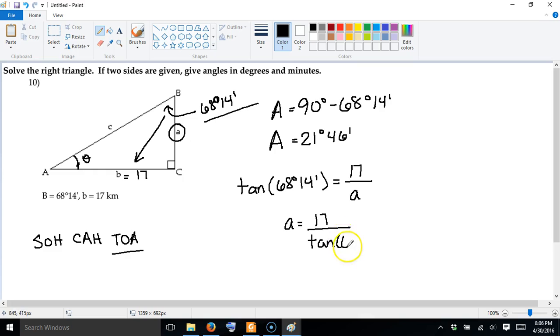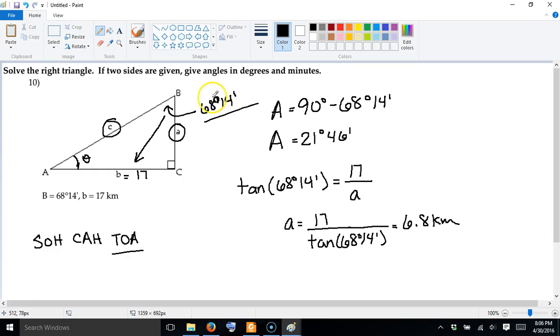And whenever you're at this point, plug it all into your calculator and figure it out. So that is approximately equal to 6.8 kilometers. And now let's do the same thing or something similar to find side C here.